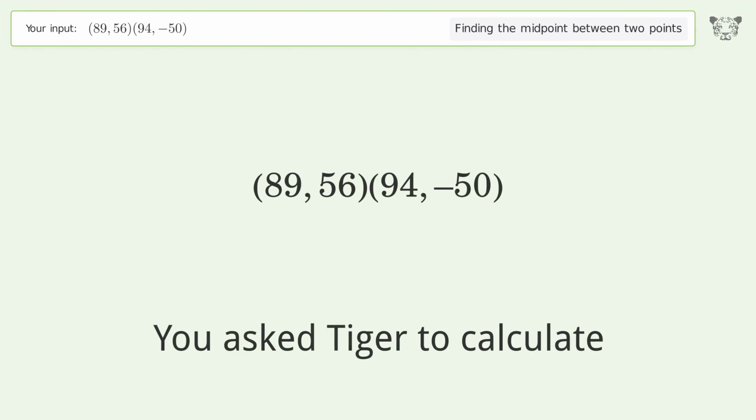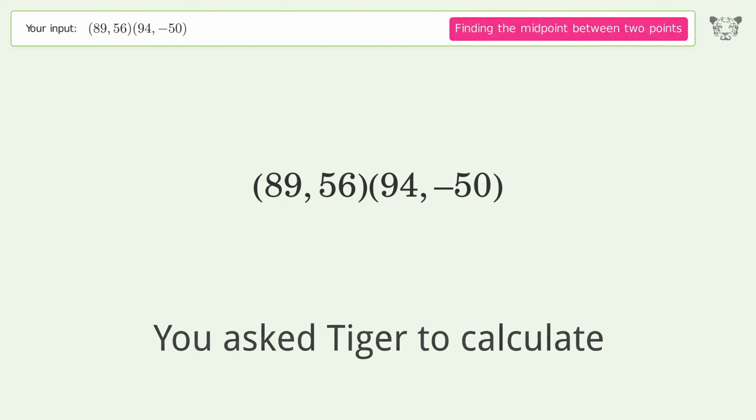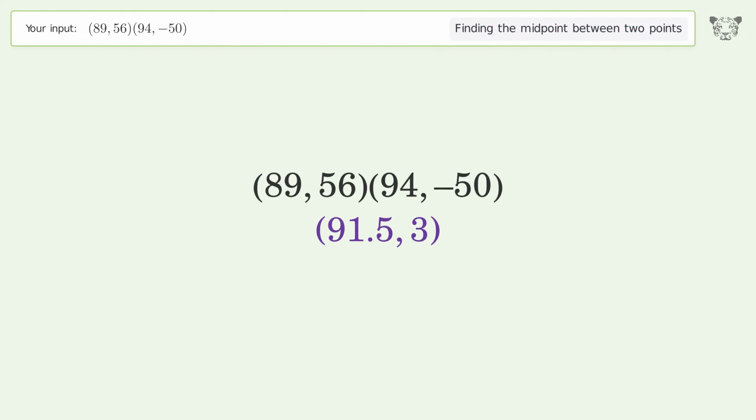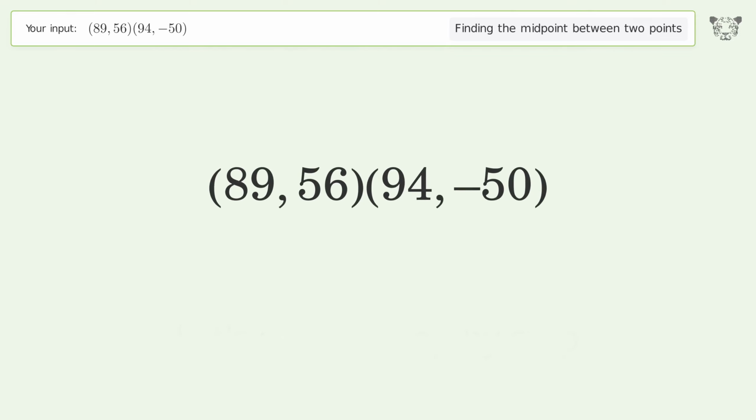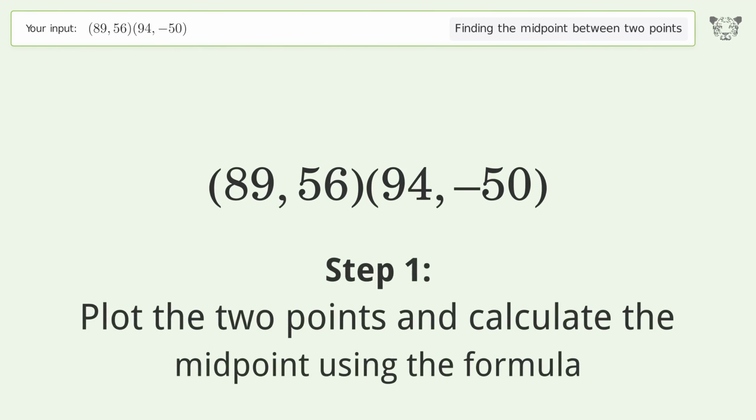You ask Tiger to calculate. This deals with finding the midpoint between 2 points. The midpoint between the 2 points is 91.53. Let's solve it step by step. Plot the 2 points and calculate the midpoint using the formula.